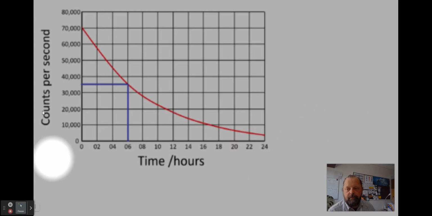So on this graph, the amount of radioactivity is measured in counts per second, and the time is in hours. If we were asked to work out the half-life, we'd go to where the line touches the axis here at 70,000, work out half of 70,000, 35,000, and then draw a line to touch the curve, and then vertically down, and where we can read off the half-life. The half-life from this graph is 6 hours.